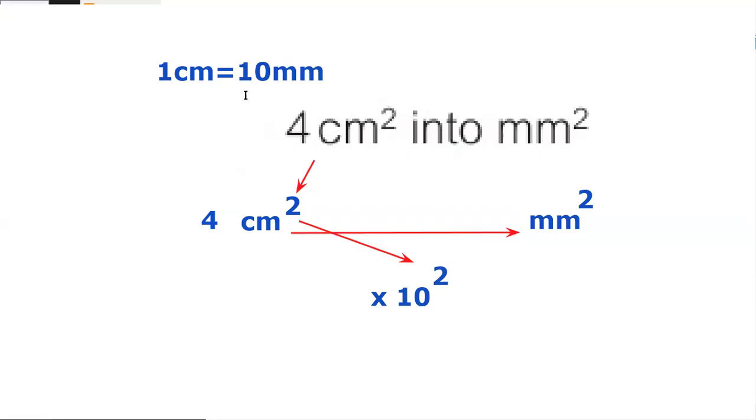So basically, we found the conversion unit or the conversion ratio. We used it, and then because this is squared, I made this squared. Now I'm going to follow the conversion method. So I'm going to take the 4, multiply it by 10 squared, and it will give me the answer for this one, like this.